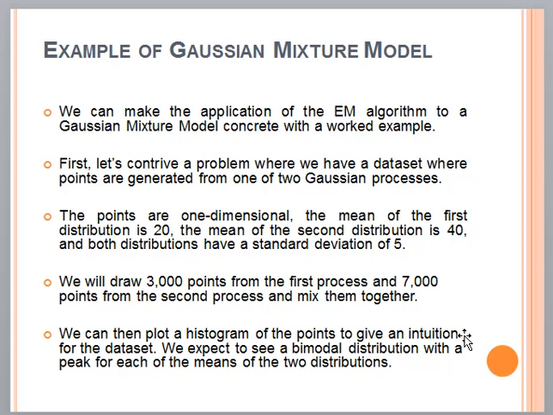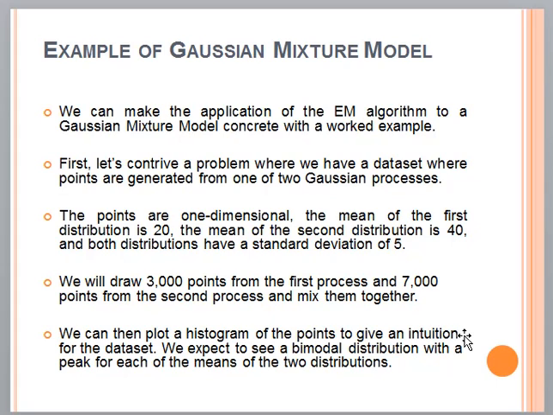So here is an example. We can apply the EM algorithm to Gaussian mixture models, right? First, let's contrive a problem where we have a data set whose points are generated from one of two Gaussian processes. So we have two Gaussian processes which are generating some data points. The points are one-dimensional. The mean of the first distribution is 20 and the mean of the second distribution is 40. So we have two distributions with means of 20 and 40, and both these distributions have a standard deviation of 5.